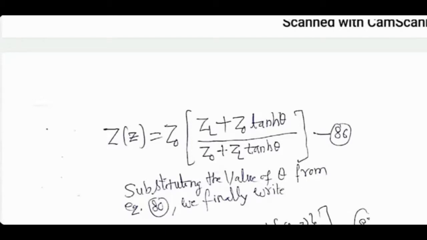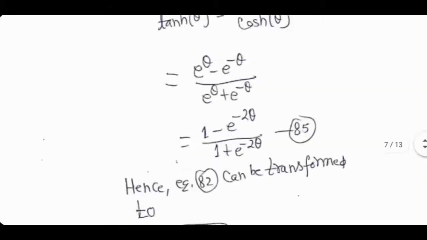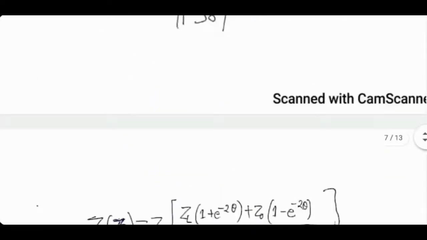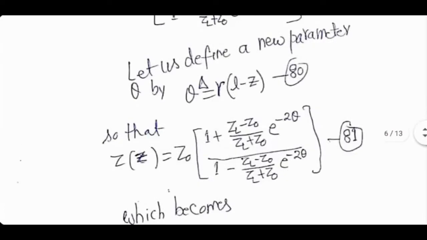Impedance at any location small z is given by this equation. You don't need to know the reflection coefficient, etc. We have eliminated all that in the derivation. As long as the load is known, Z0 is known, and of course theta means gamma multiplied by L minus z.